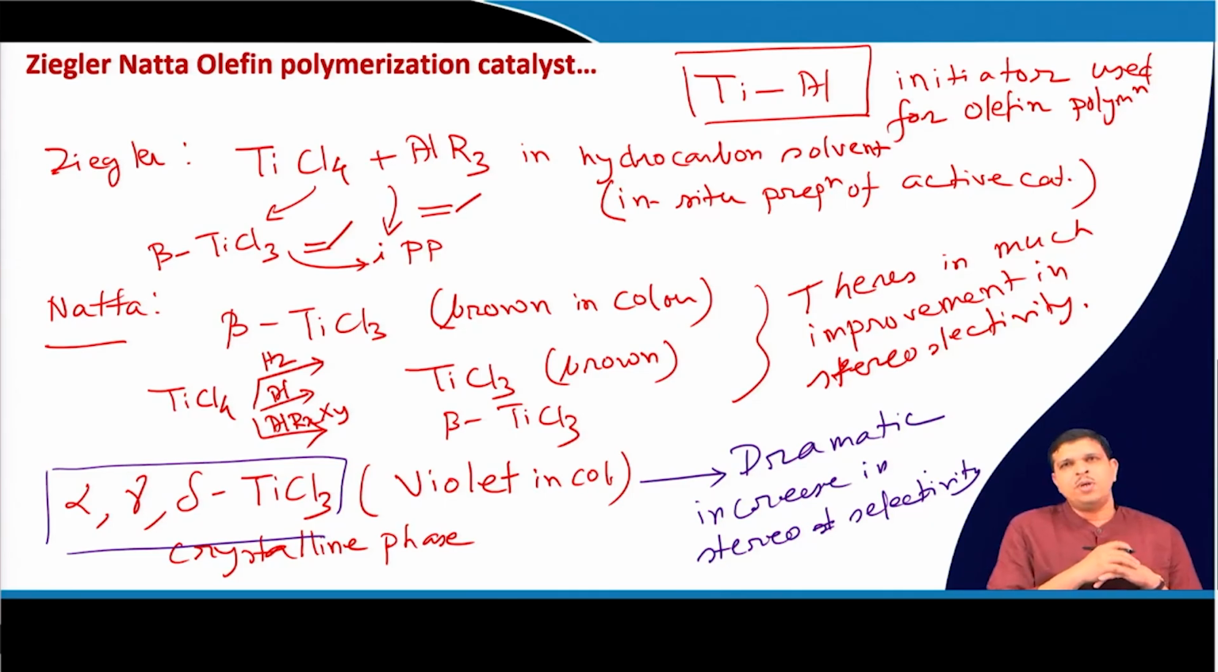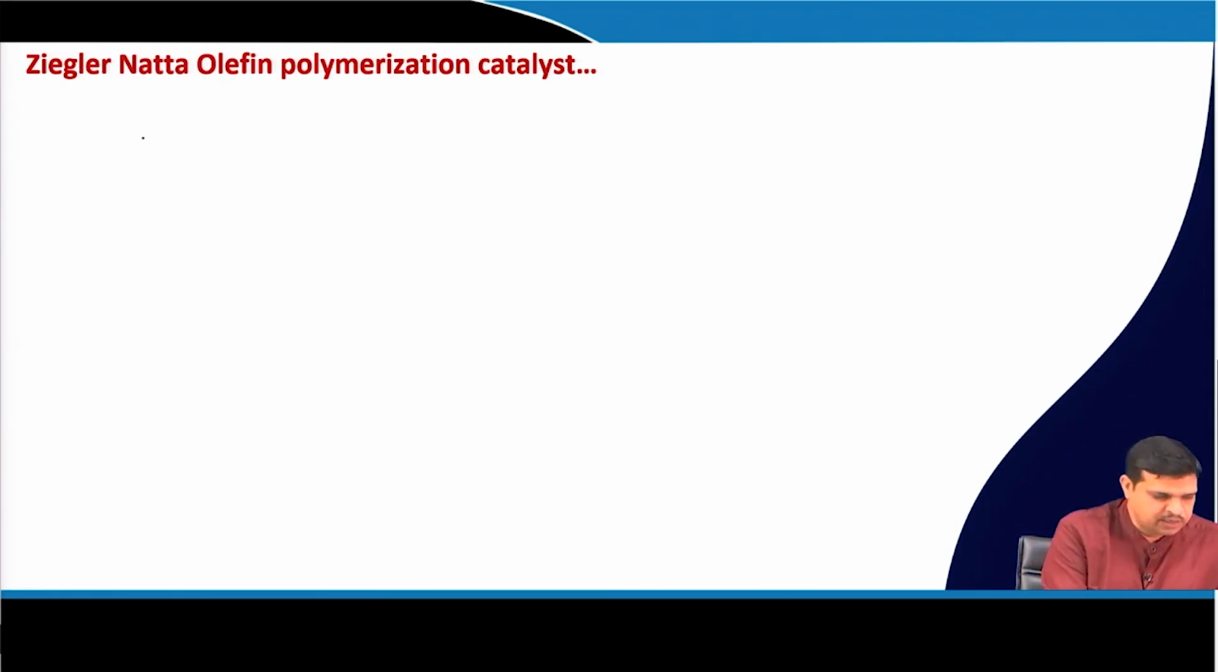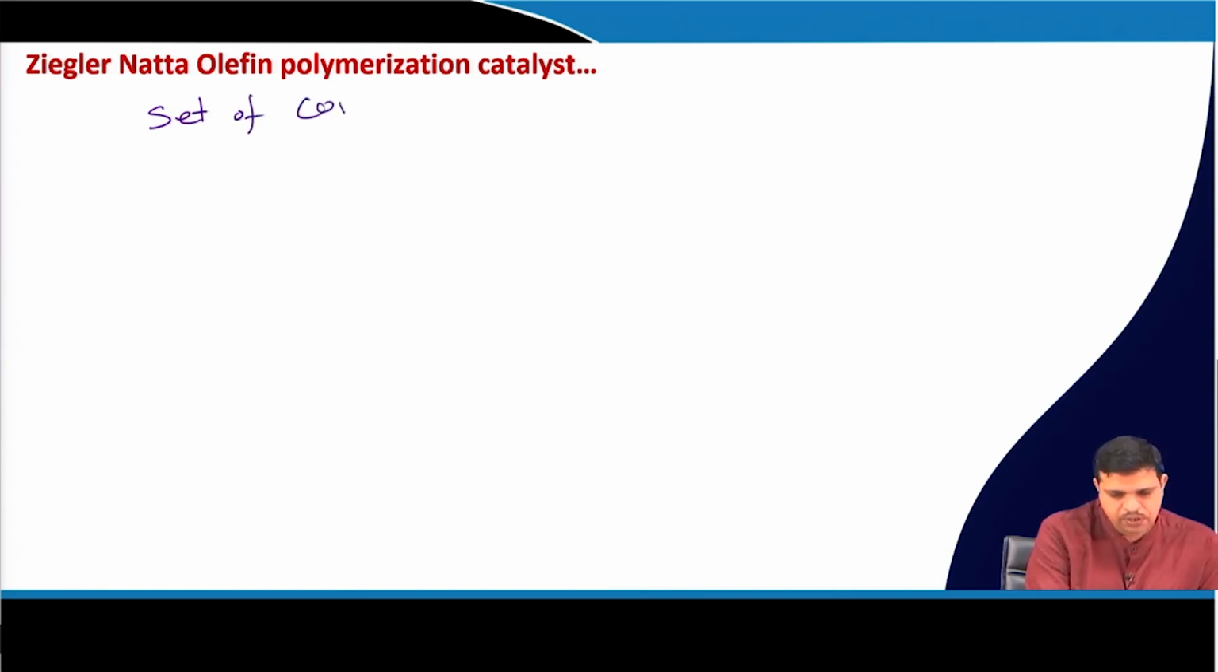So what did we learn from here? We learned that the crystalline phase is important in this case where the stereoselectivity is concerned. Not only that, there are other very complex reactions operating. We have to consider, as an example, what I will list now, a set of complex reactions.